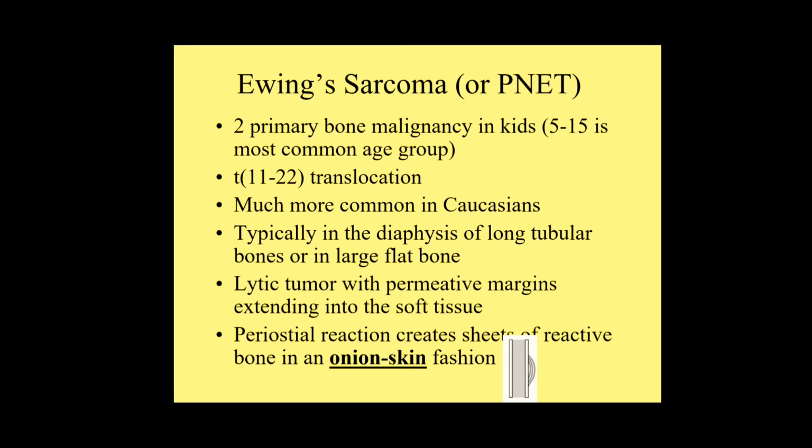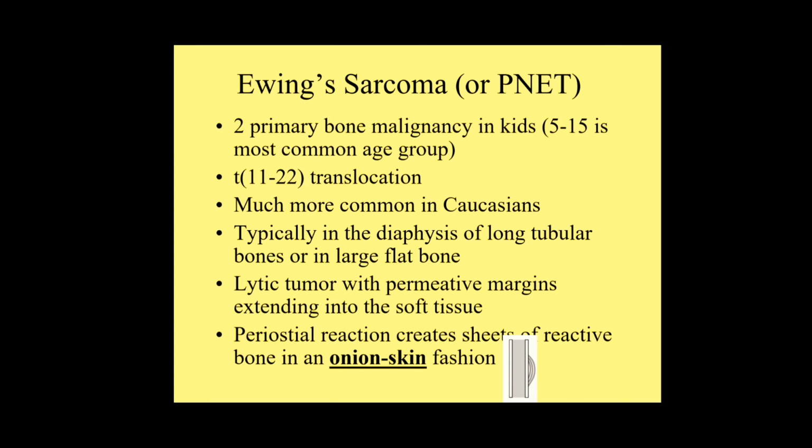Ewing sarcoma comes under the tumors of unknown origin and belongs to the Ewing sarcoma family, which includes primitive neuroectodermal tumor. It is the most common primary bone malignancy in kids ranging from 5 to 15 years of age, which is the most common age group for this tumor. There will be a translocation involving chromosomes 11 and 22. It is much more common in Caucasians and typically affects the diaphysis of long tubular bones, especially the femur, and the flat bones of the pelvis.